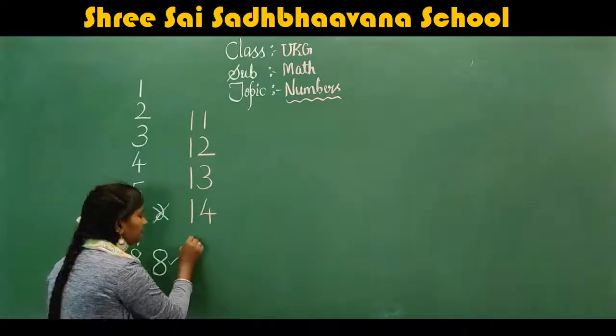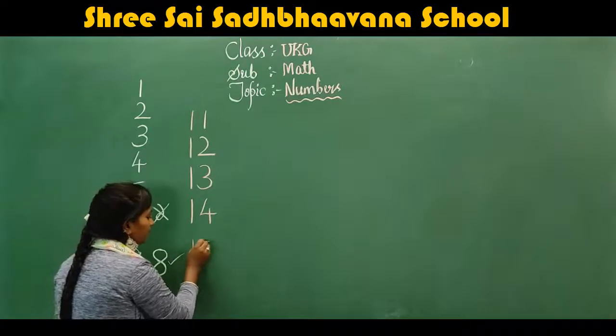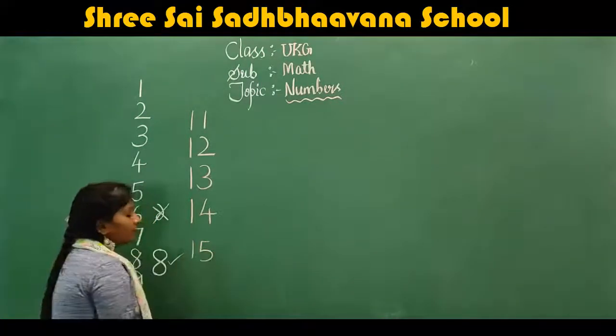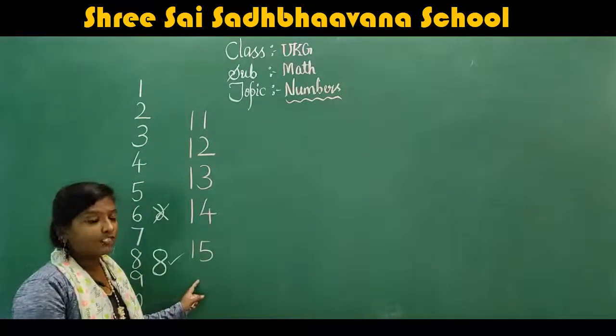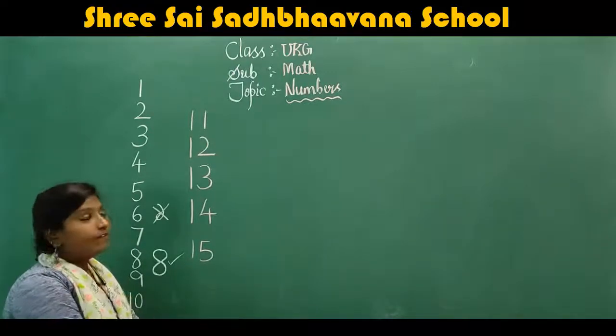One, one, eleven. One, two, twelve. One, three, thirteen. One, four, fourteen. 1, 5, 15.